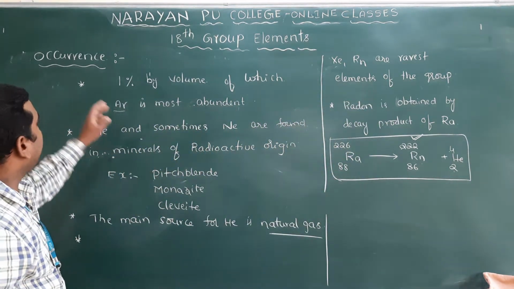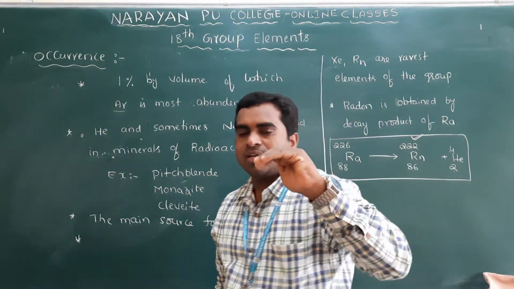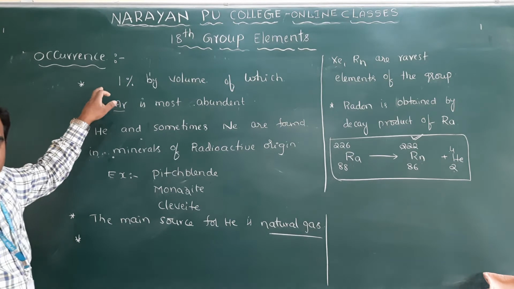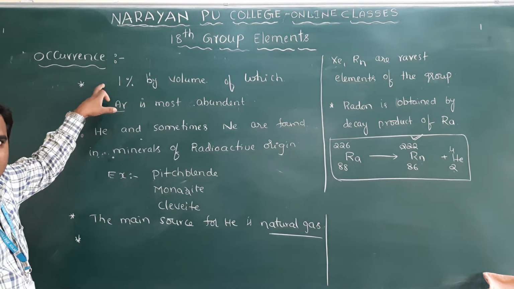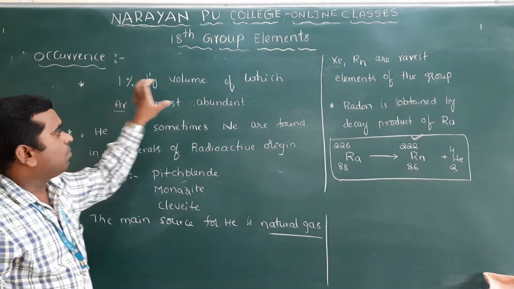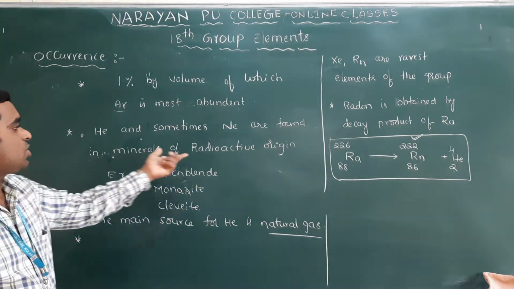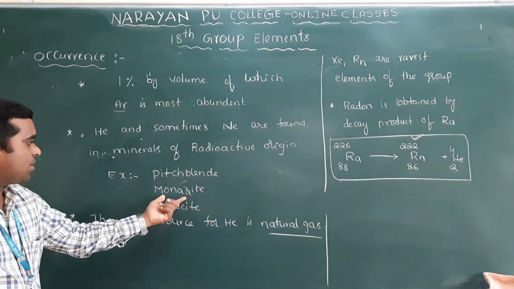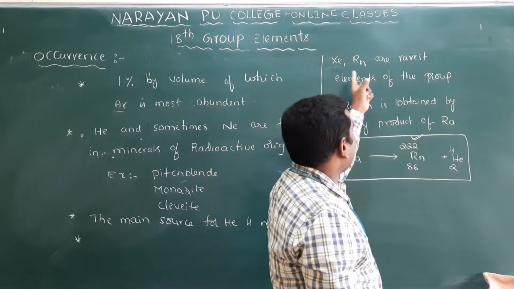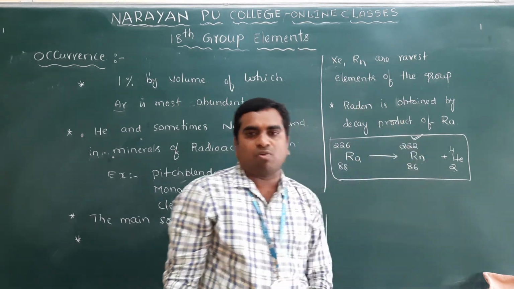So these are about occurrence. Where do they occur? Except radon, noble gases occur in the atmosphere. Their abundance in dry air is about 1% by volume. Among them, argon is the most abundant. Helium and sometimes neon are found in minerals of radioactive origin: pitchblende, monazite, and cleveite. The main source of helium is natural gas. Radon and xenon are the rarest elements. And radon is obtained as the decay product of which one here?